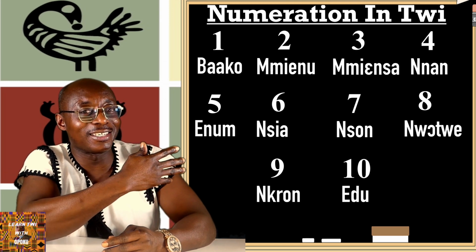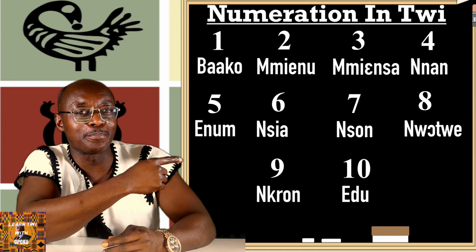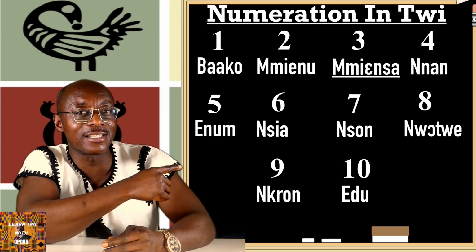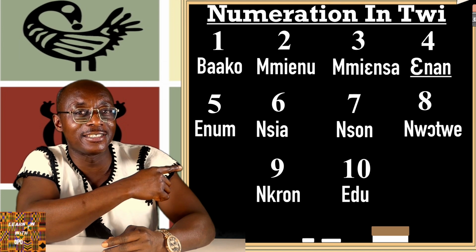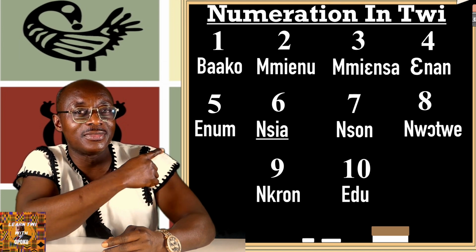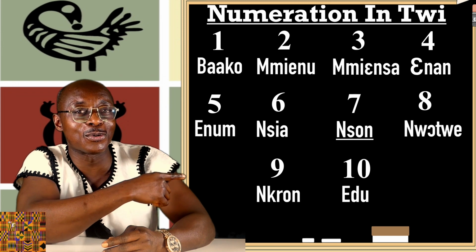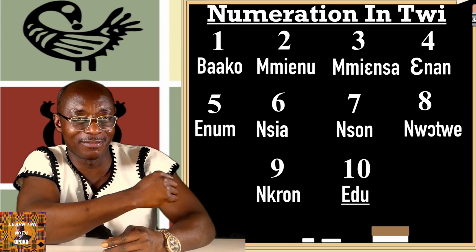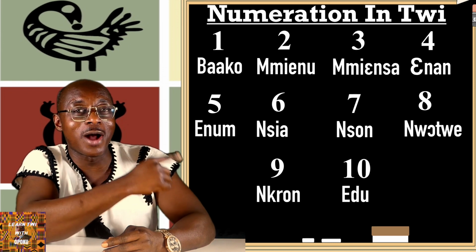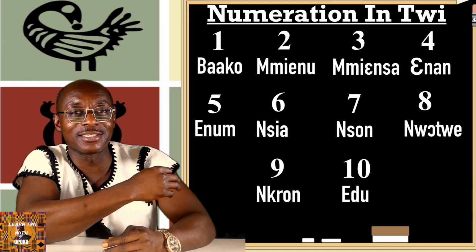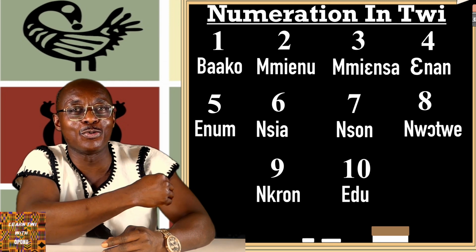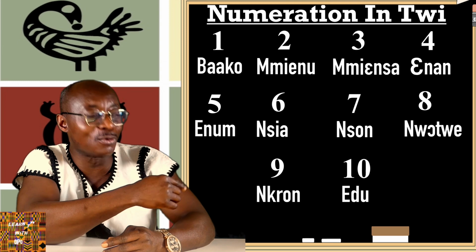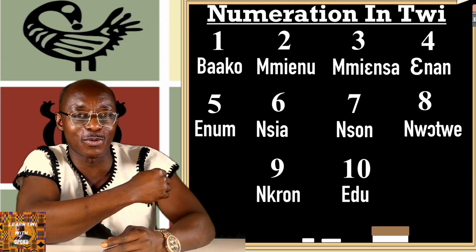It's easy, isn't it? Let's take it one more time. Baako, mienu, miensa, nan, enum, nsia, nson, nwɔtwe, nkono, edu. Once you are able to learn these ones, it will be very easy for you to count from 11 to infinity. So take note of these and then learn them very well.